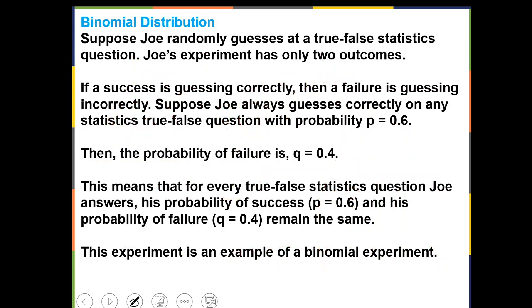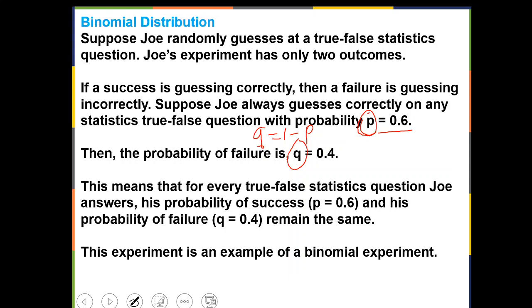So in this case, for example, Joe randomly guesses at a true-false stat question. So of course success is guessing it correctly. The failure is guessing it incorrectly. Suppose Joe always guesses correctly on any true-false stat question with probability of 60%. So probability of success, the letter we use for it is P. And probability of failure is Q, which is 1 minus P. So in this case, probability of success is 0.6, probability of failure is 0.4.